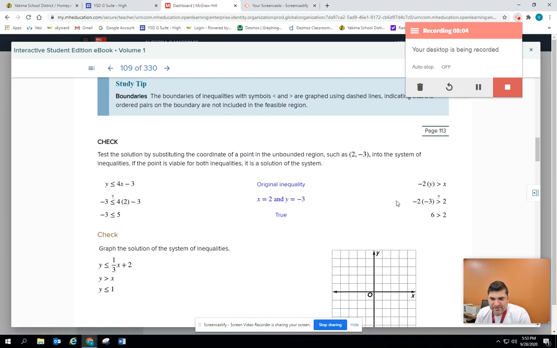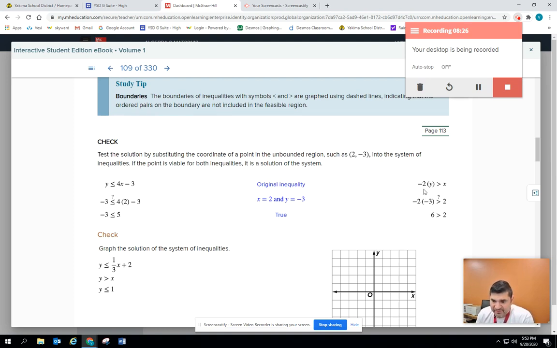So, but let's check it. Okay, so if we plug in 2 for x and -3 for y, we come up with this equation, and then -3 is less than or equal to 5. Is that true? This does check, so this is good.